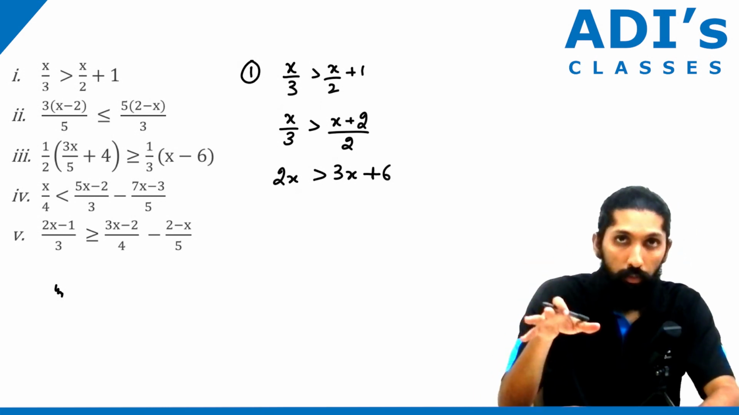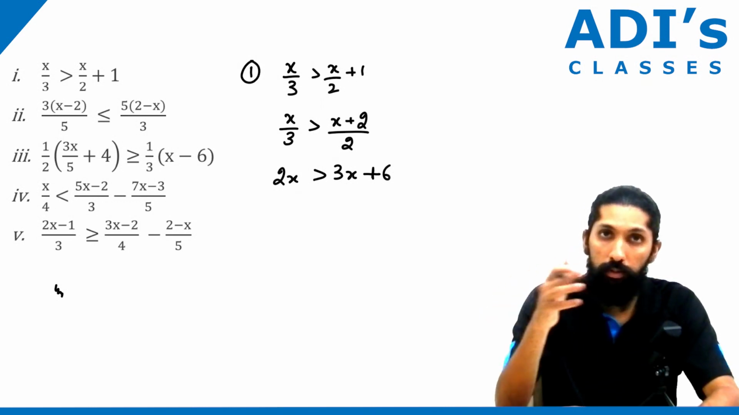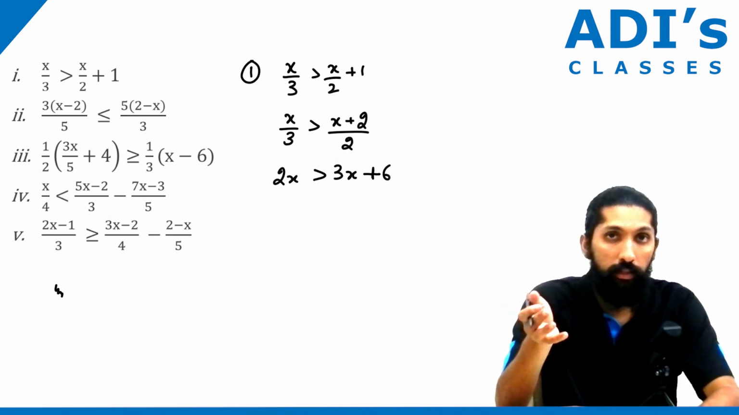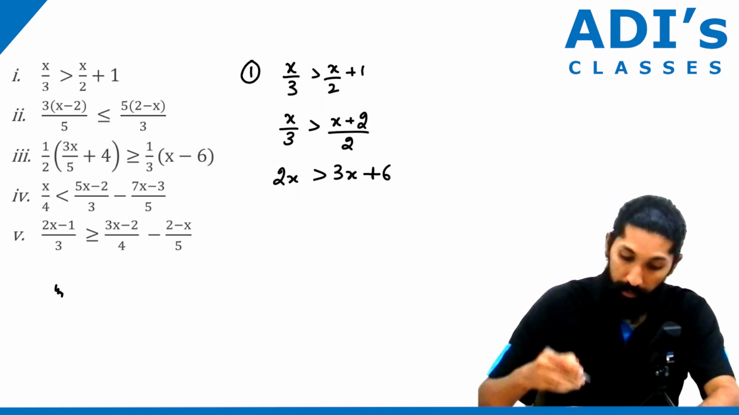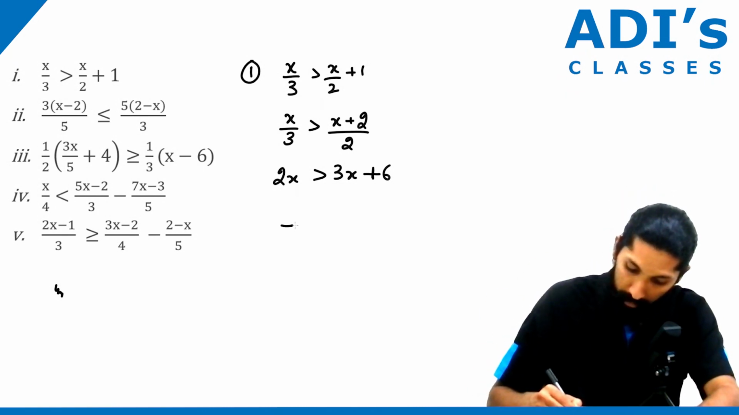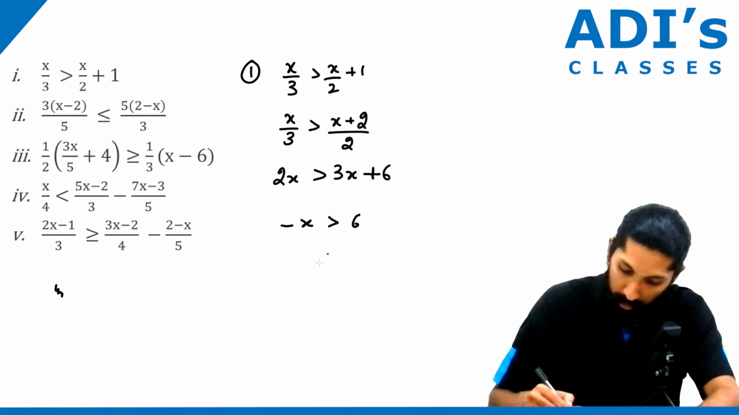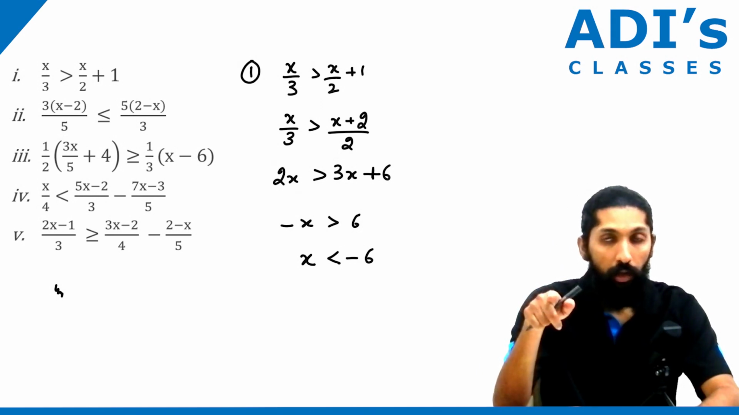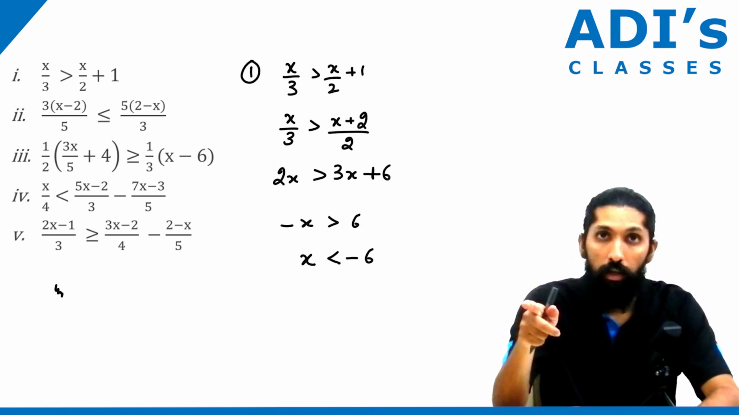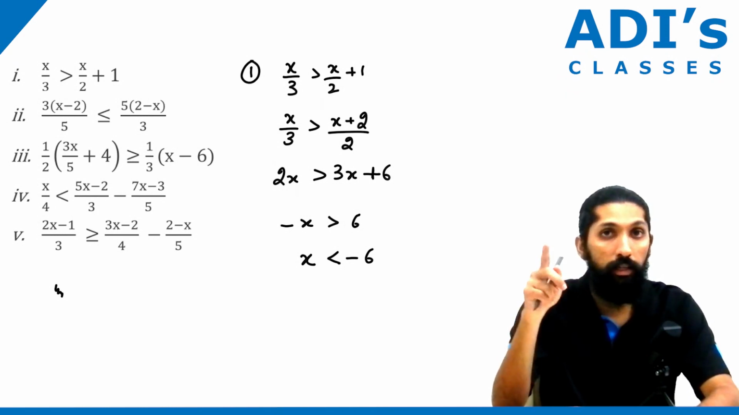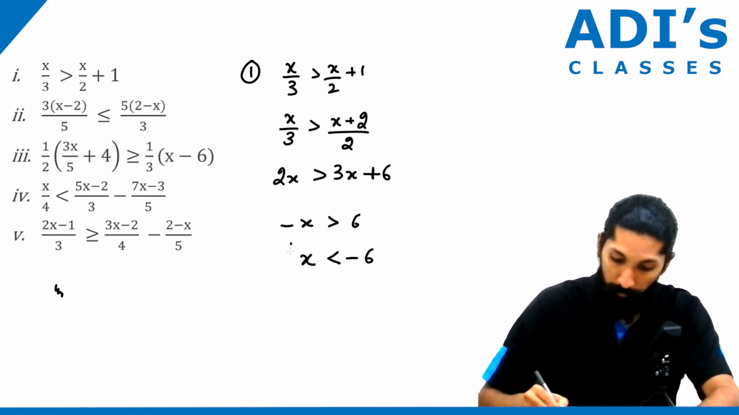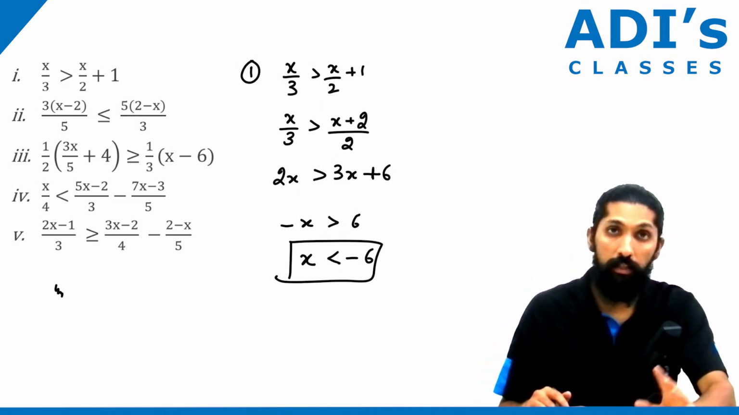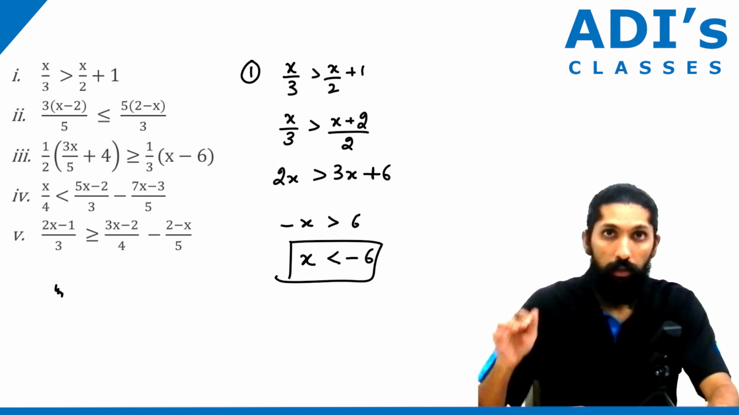Correct? Now you subtract 3x from both the sides. Remember, when you subtract, there is no change in the inequality. So on the left hand side, 2x minus 3x, minus x is greater than 6. So x is less than minus 6. Remember, here we are multiplying both the sides by minus 1. Whenever you have a negative number, the inequality will reverse. So the answer for the first question is x less than minus 6. Fair enough? Let's do the next one now.